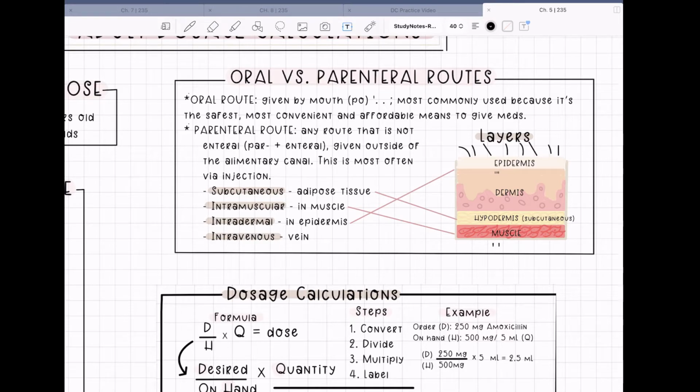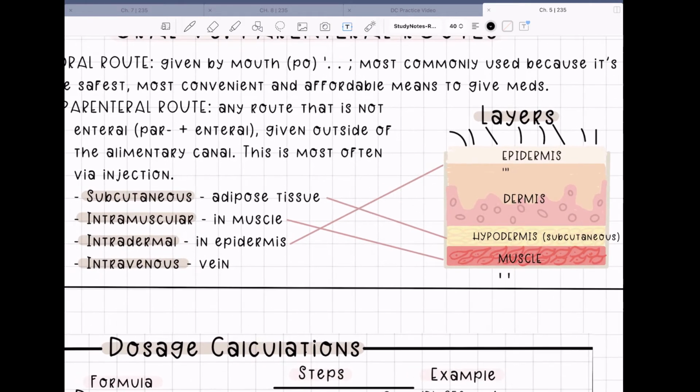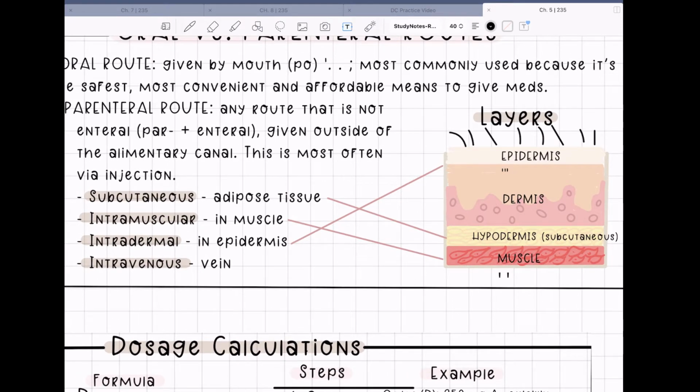But as far as injections go, I've drawn a little diagram here where you can see the different layers of muscle that the injections go into. So the subcutaneous layer goes into the adipose tissue that is also known as the hypodermis. And so here, hypodermis. And the intramuscular does exactly what it says. It goes into the muscle. The intradermal goes into the epidermis up here, which is the top layer of skin. And then intravenous goes into the vein. So it doesn't go into the skin, it goes actually into the vein.